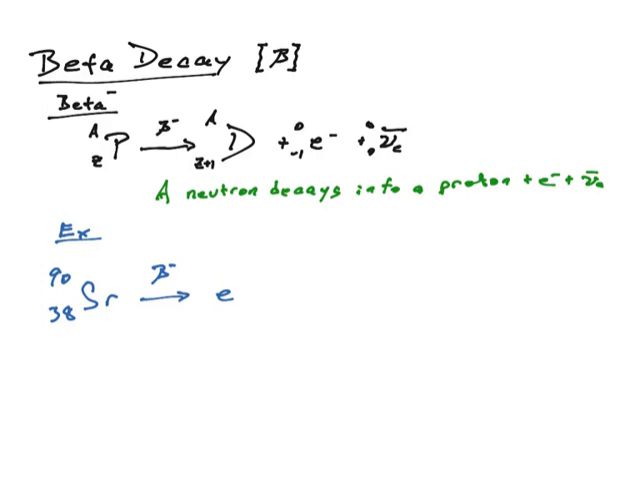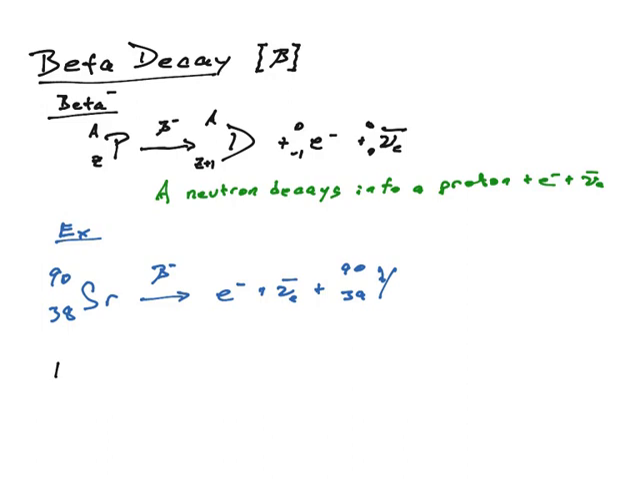Well, you know you have the electron and antineutrino. But what's the daughter? Well, I know in beta minus, I gain a proton, so it's something that has 39 protons, but its mass doesn't change, so it still has 90. And then I look at the periodic table. What is element 39? It is yttrium, capital Y, yttrium. And that's beta minus.